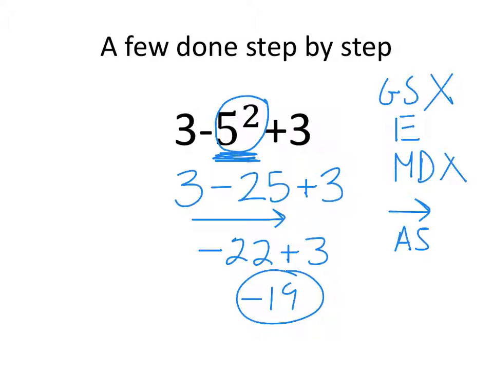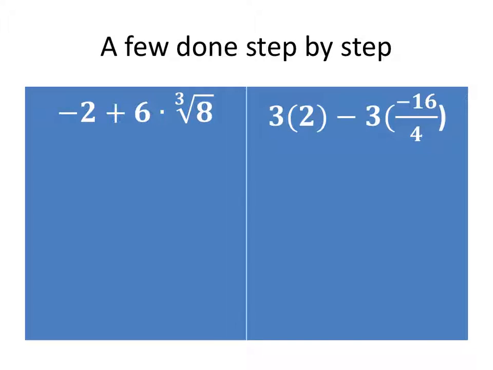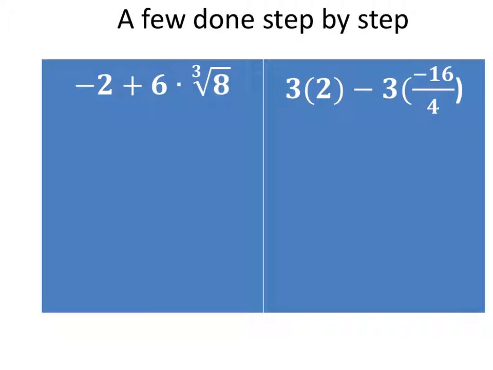Let's do a couple more. So we're going to do 2, fun. 2 of them here. This is the first one we're going to look at. I'll make this black. Looking at it, there is a grouping symbol. So we're going to go ahead and do that first.